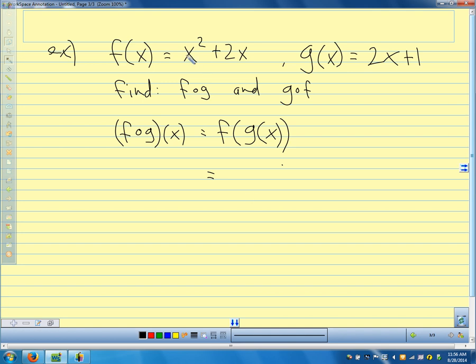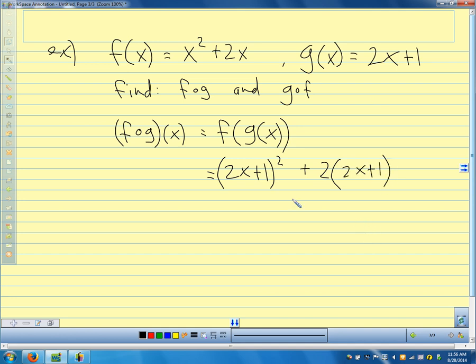f tells me to take x and square it and then multiply x by 2. So what am I going to square for the first term here in f of g? 2x plus 1. Very nice. So there's 2x plus 1 squared. I'm taking g, sticking it in there for x, plus 2 times, not x, but 2x plus 1.